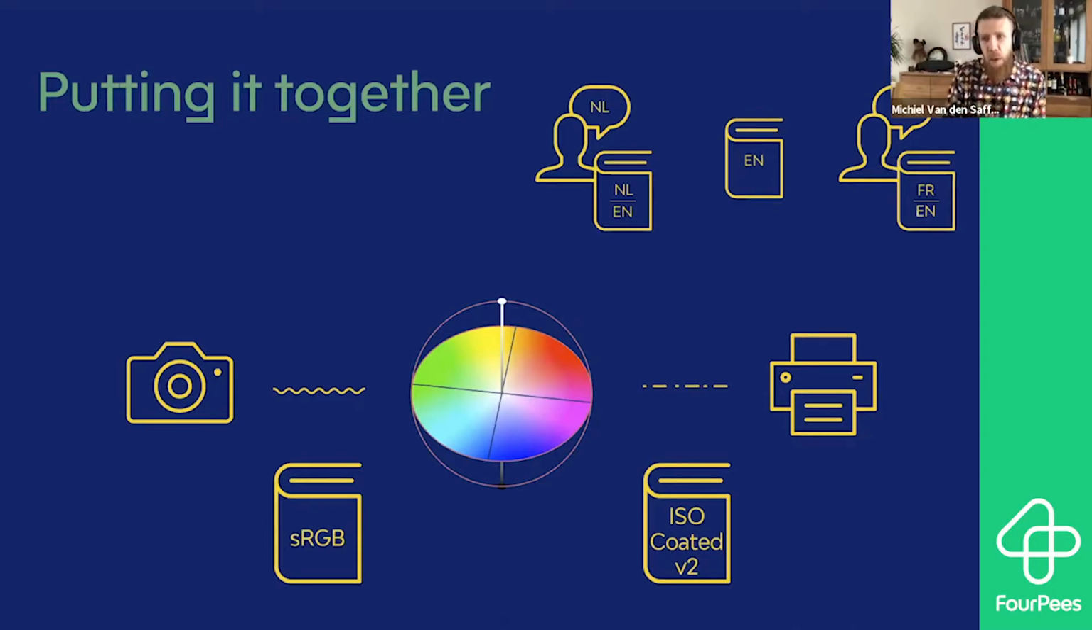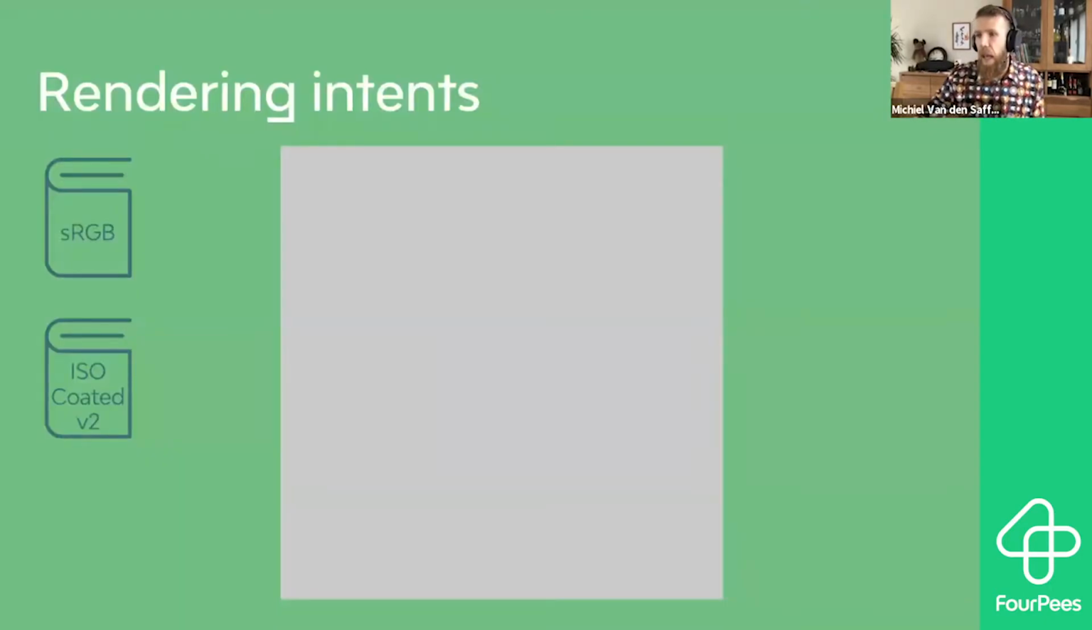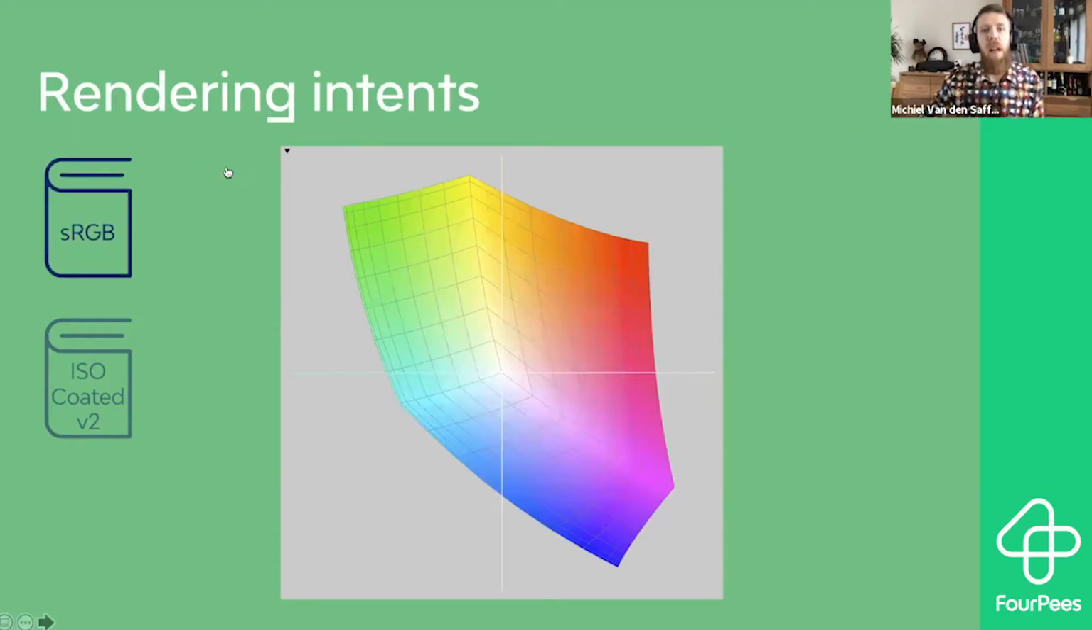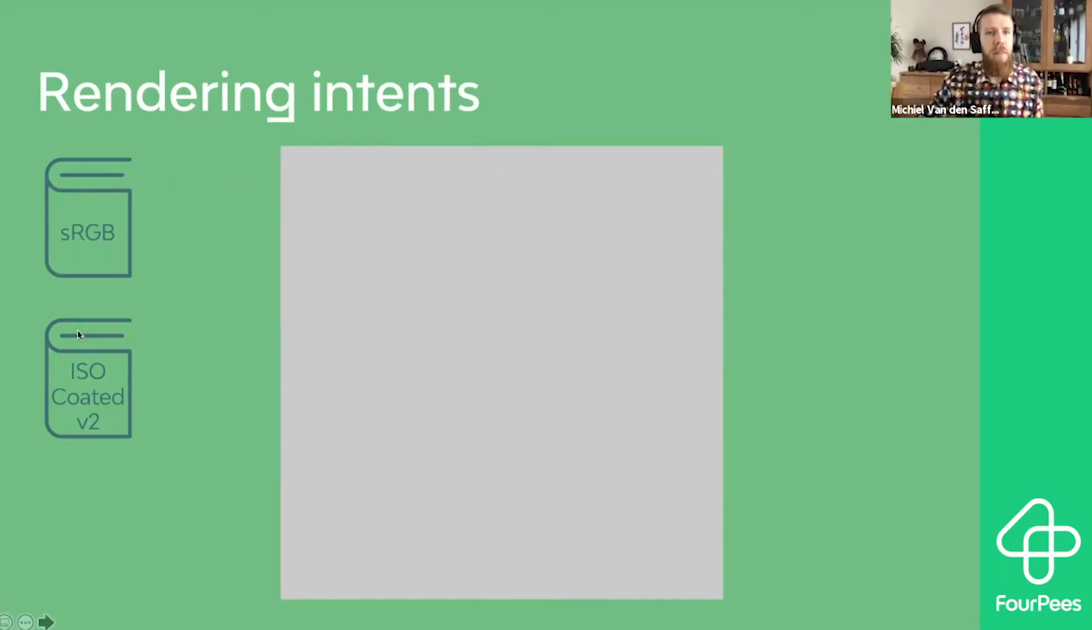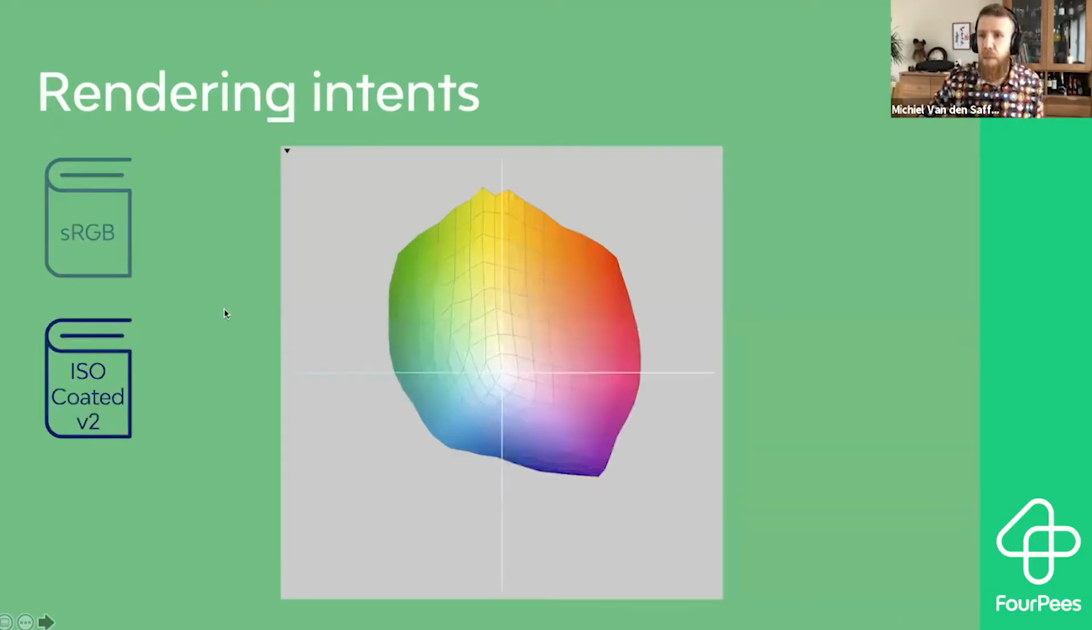It goes a little bit further because we've already talked about color spaces, right? And if I take my RGB color space, there we go. That's a pretty big color space. Now, if I turn that off again and I open up my ISO-coated color space, that's a bit smaller.